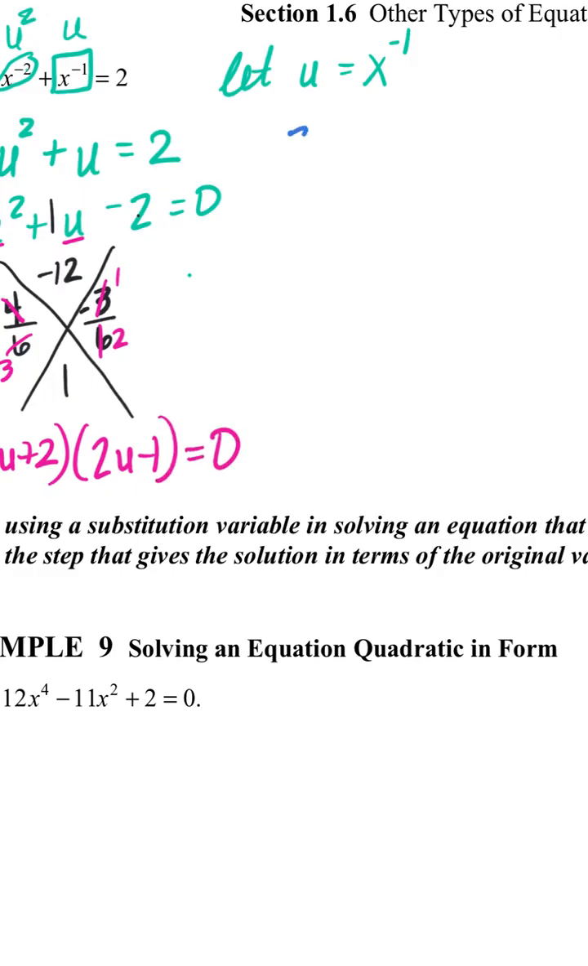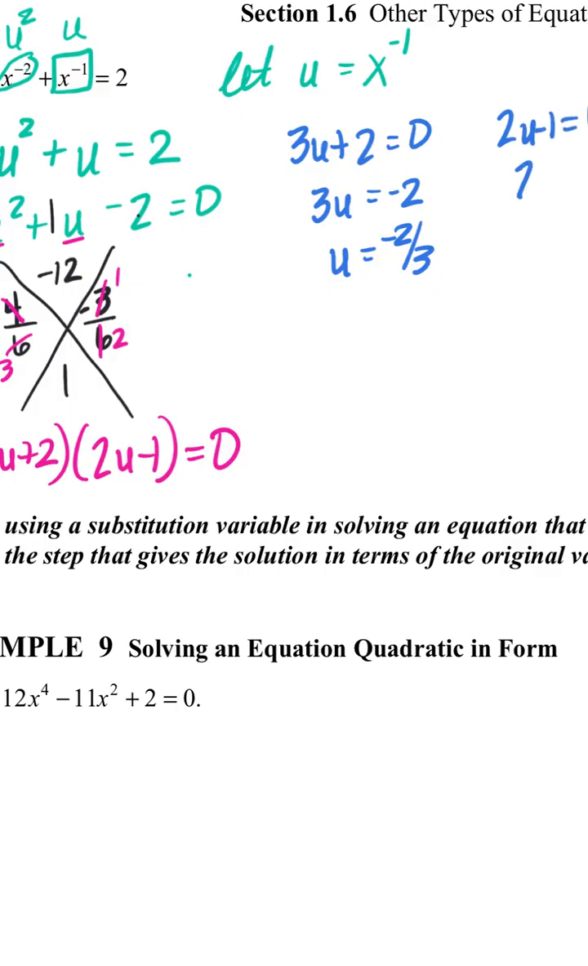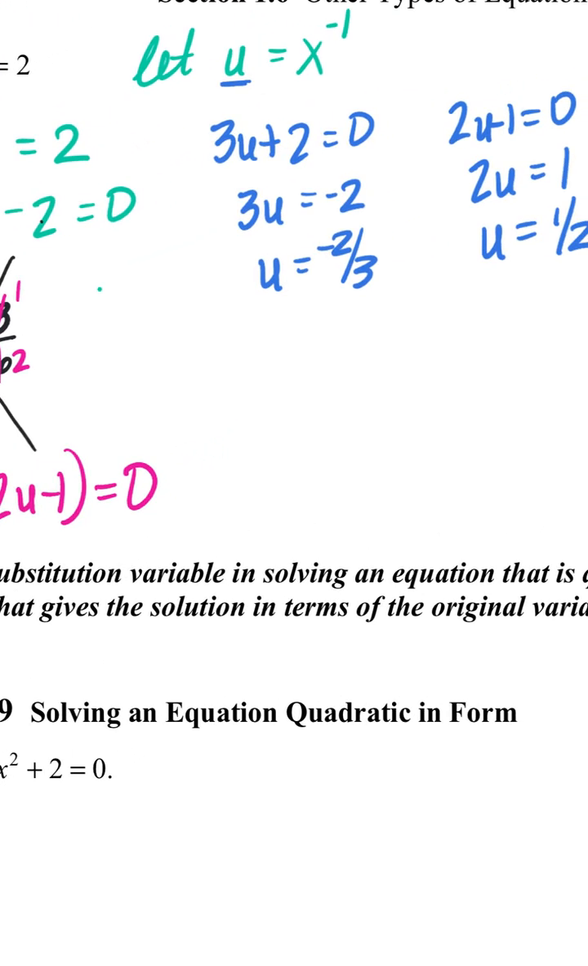So now I've got 3u plus 2 equals 0. 3u equals negative 2. U equals negative 2/3. And I've got 2u minus 1 equals 0. 2u equals 1. U equals 1 over 2. So now we know what u is. So now we have to plug u in and find out what is x. So negative 2/3 equals x to the negative 1.